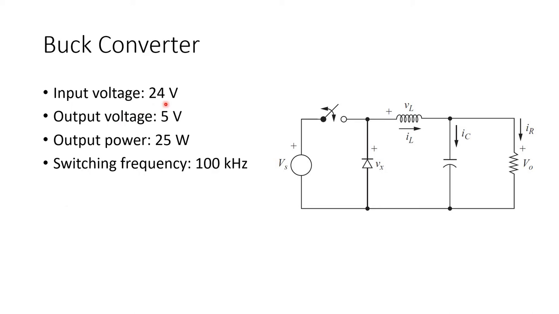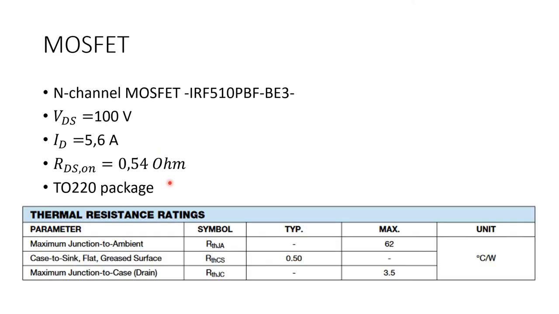It has 24 volts of input voltage, 5 volts of output voltage and 25 watts of output power. The switching frequency of the MOSFET is chosen as 100 kHz. I'm not going to go into detail of choosing the buck converter circuit parameters since it's not in the scope of this tutorial.